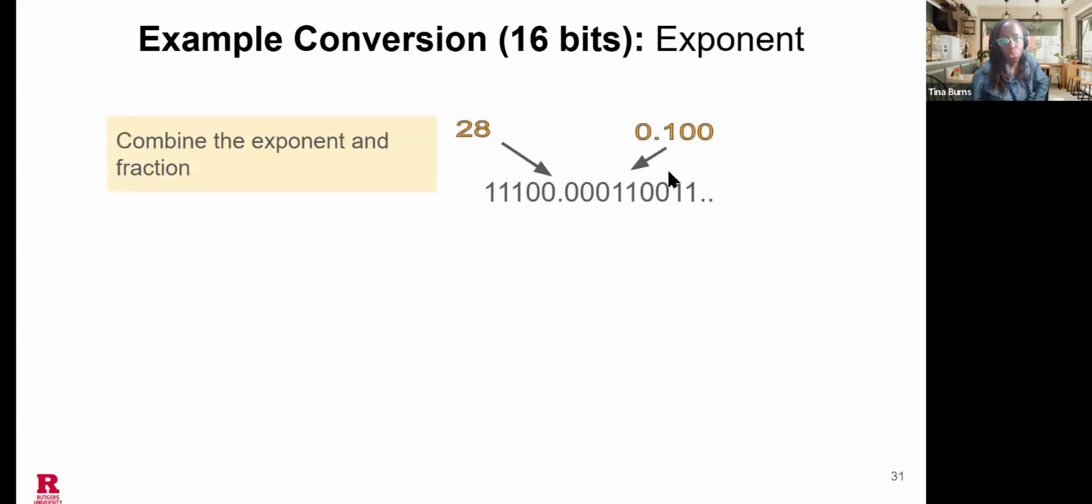All right, so we take our number 28 that we had before. We combine this with this. It's pretty easy to see that we are moving this decimal place by 1, 2, 3, 4 spaces again. 1, 2, 3, 4. So now this value is going to be 1.11000000110011 times 2 to the fourth power.